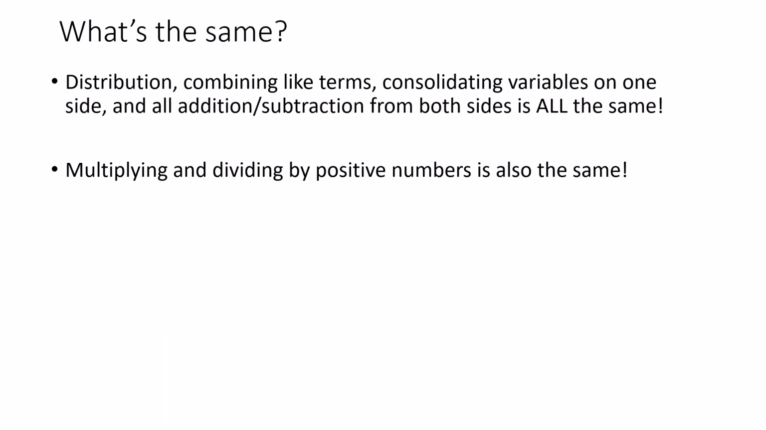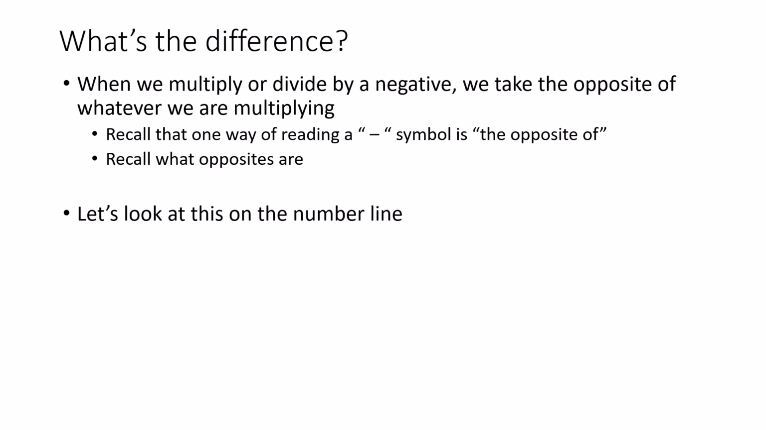Well, let's recap this. Distribution is the same. Combining like terms is the same. Consolidating variables on one side, all the same. All addition and subtraction from both sides is all the same. And multiplying and dividing by positive numbers is also the same. And we saw that when I took the 3 is less than 5 and multiplied both sides by 2, we did not have any problem holding that inequality. So all of that is the same. What's different? What is the difference?